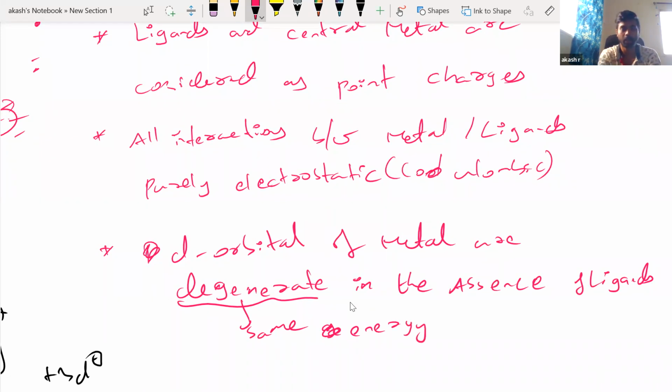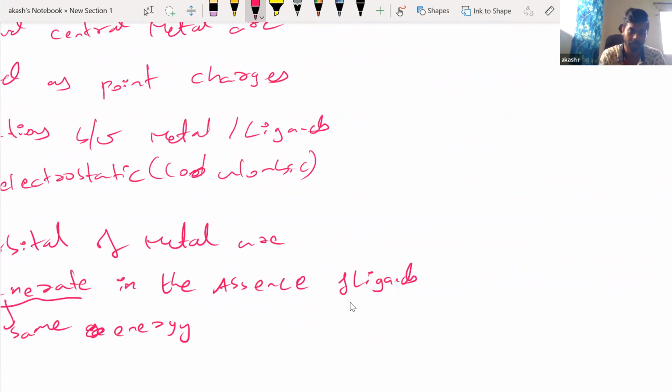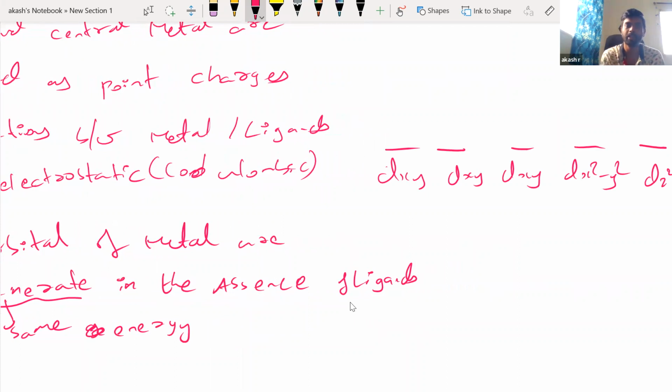Okay, so what is it trying to say is that, say we have your 5 d orbitals, right? What are the 5 d orbitals? We have dxy, dyz, dxz, dx squared minus y squared, and dz squared. These are all the 5d orbitals, right? So all of them will have same energy in the absence of the ligand.